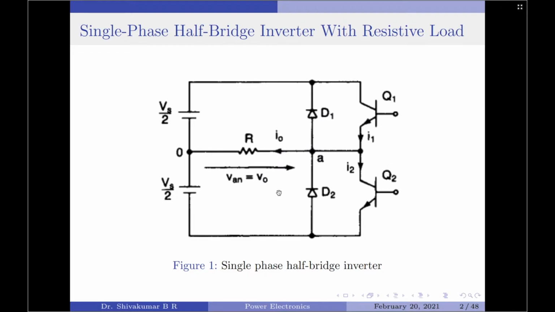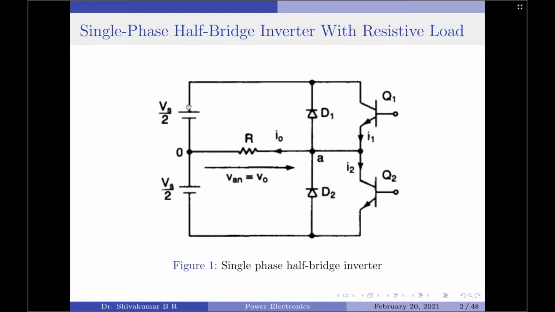Now, coming to the operation, when only transistor Q1 is turned on for the first T0 by 2 time duration, the instantaneous voltage across the load will be equal to plus Vs by 2. How is it so? This is because the right side edge of the load is connected to the positive terminal of the upper supply through Q1. The left side edge of the load is connected to the negative terminal of the upper supply through the ground terminal. So, we will call this convention to be the positive output load voltage.